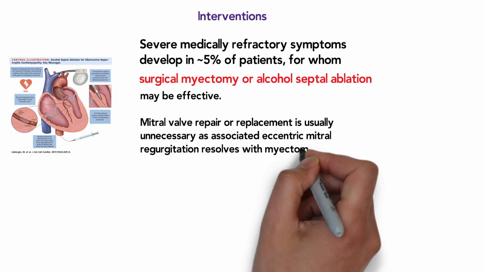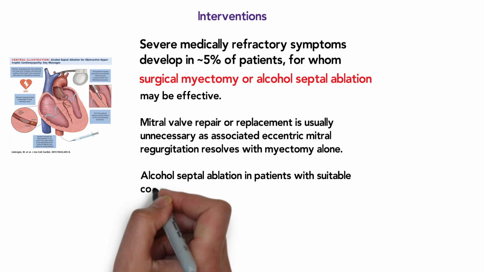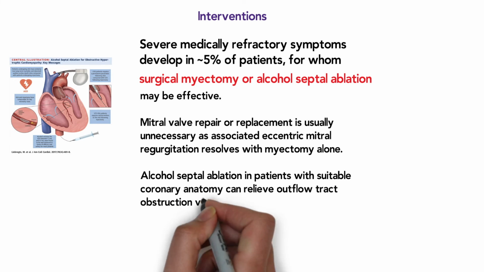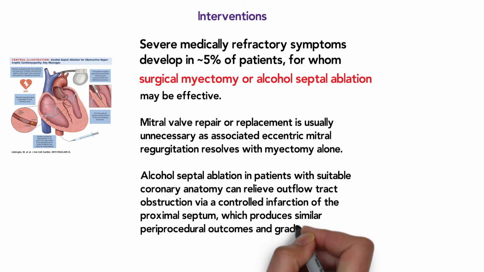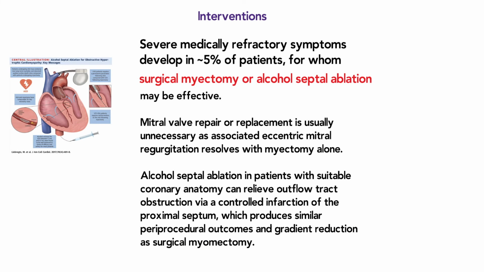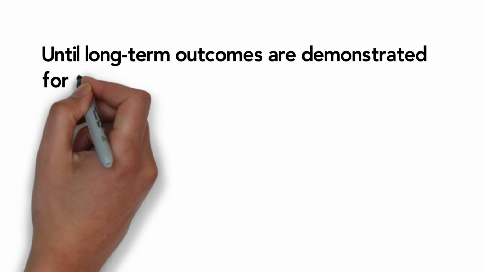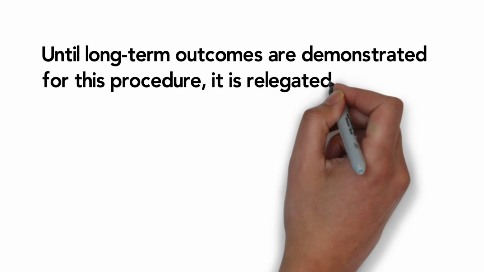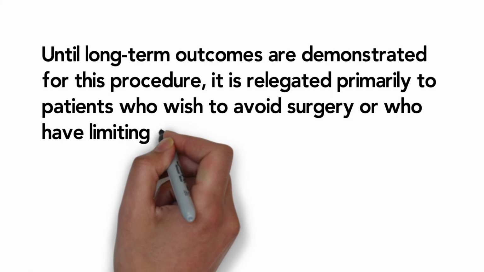Alcohol septal ablation in patients with suitable coronary anatomy can relieve outflow tract obstruction via a controlled infarction of the proximal septum, which produces similar peri-procedural outcomes and gradient reduction as surgical myectomy. Until long-term outcomes are demonstrated for this procedure, it is relegated primarily to patients who wish to avoid surgery or who have limiting comorbidities.